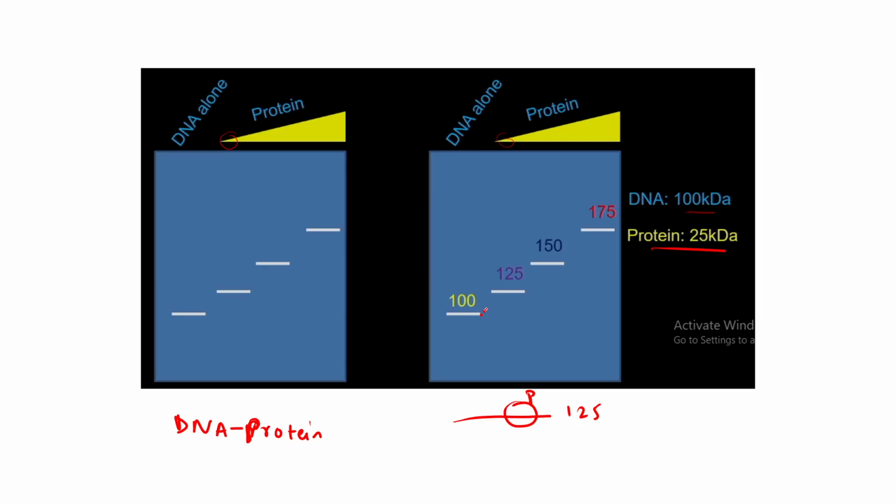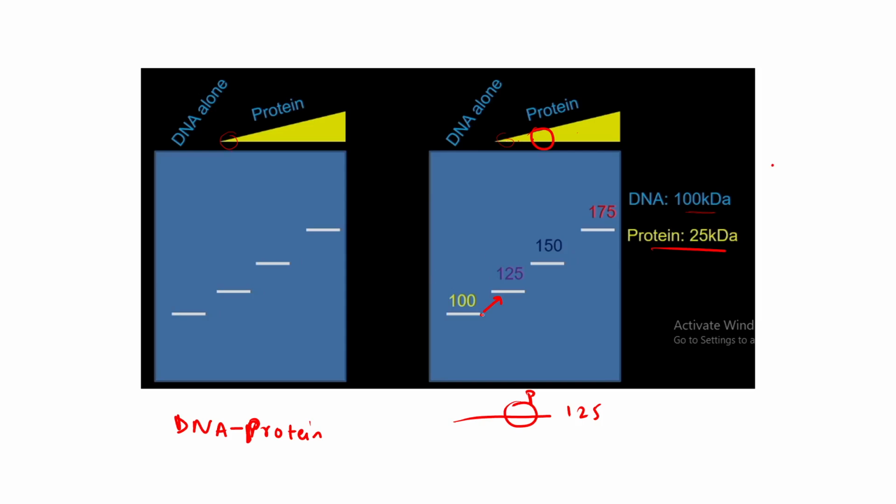Then I gradually keep on increasing the protein concentration. So in the next well, let's say I've added more concentration of protein. These are separate wells. On the first well, I have loaded only DNA. In the second well, I have loaded very dilute sample of protein with the DNA. I have allowed the DNA to incubate with the protein, and after the incubation period, I have loaded that sample to see if there is any shift in the mobility.